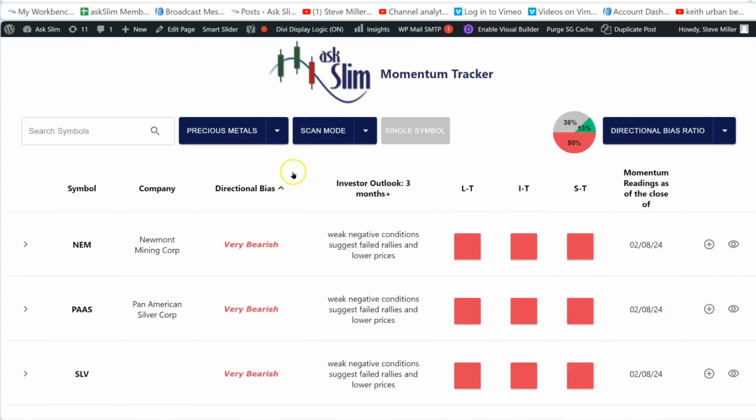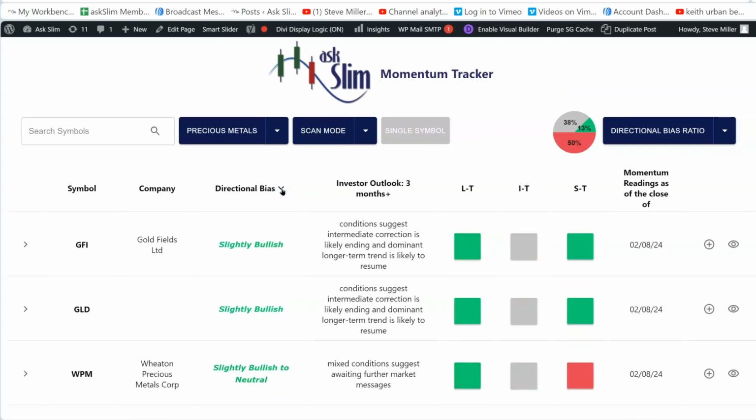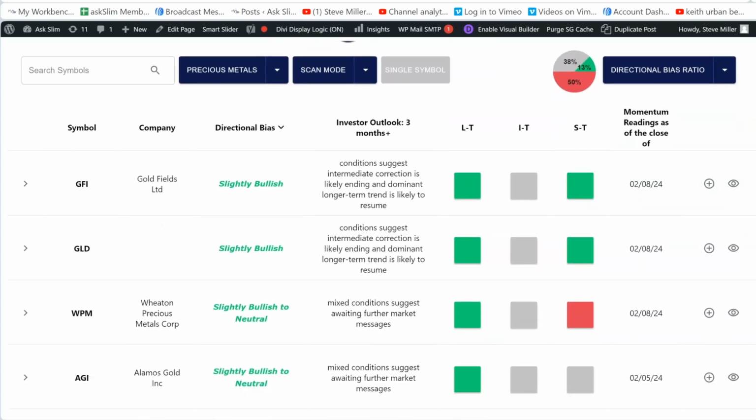Right there. Is there anything positive in here? We're going to switch over, and you can see you have some slightly bullish in Gold Fields. And of course, there's the GLD, Wheaton, precious metals. That one is slightly bullish also. And you can see intermediate, long-term, short-term. And our directional bias ratio has got 50% of these stocks as negative and only 13% is positive. So you have this yin-yang going on of the overall conditions in the gold and silver market, showing that they're in a correction, but maybe going to turn up soon. But they have work to do, and this whole group in here has some important work to do.